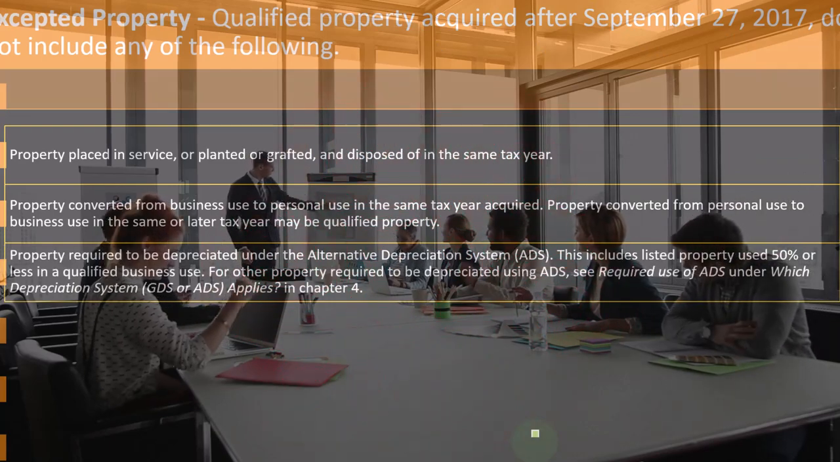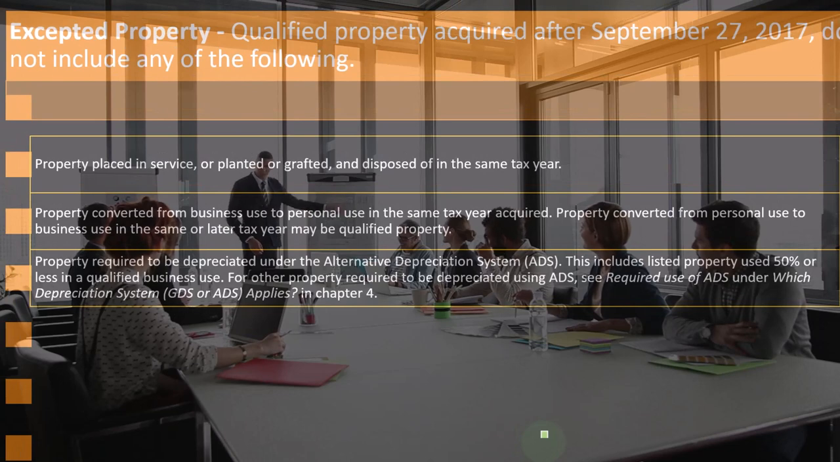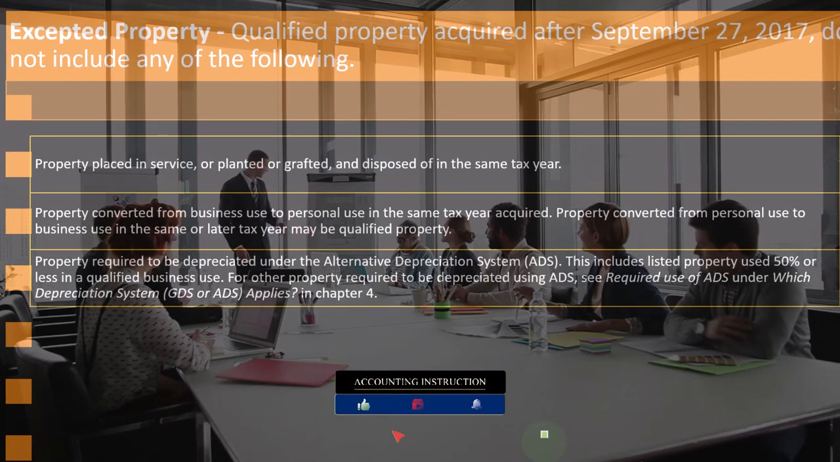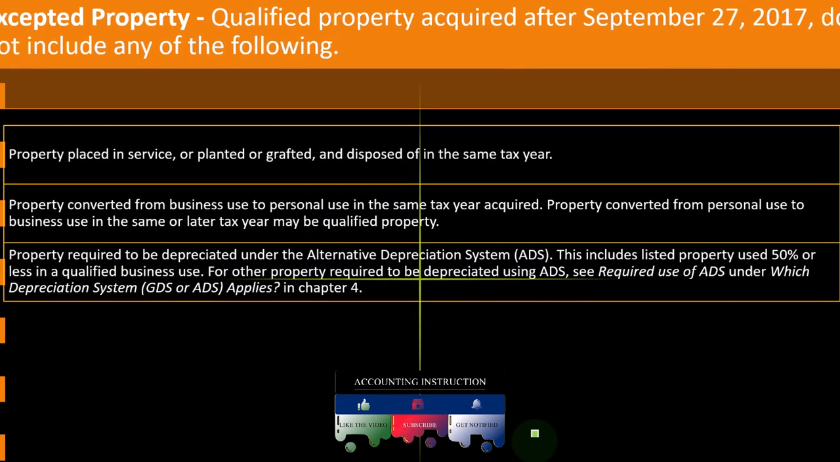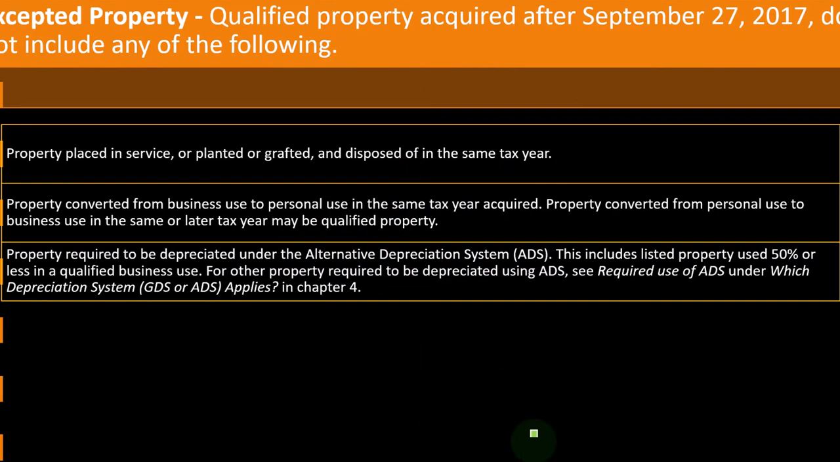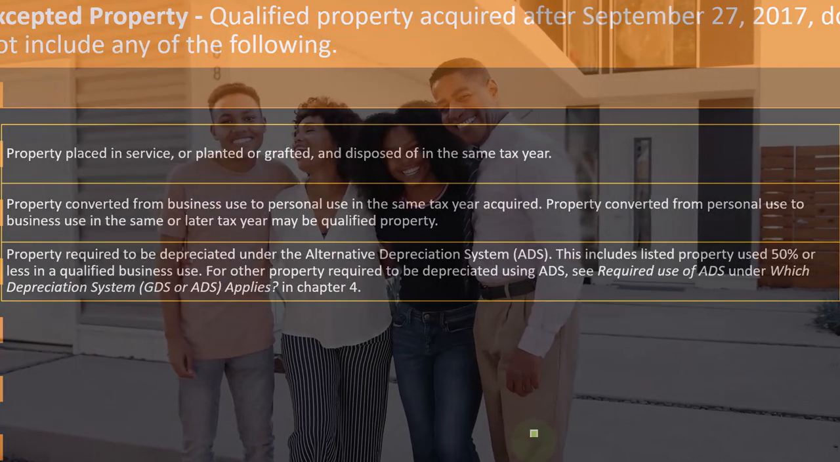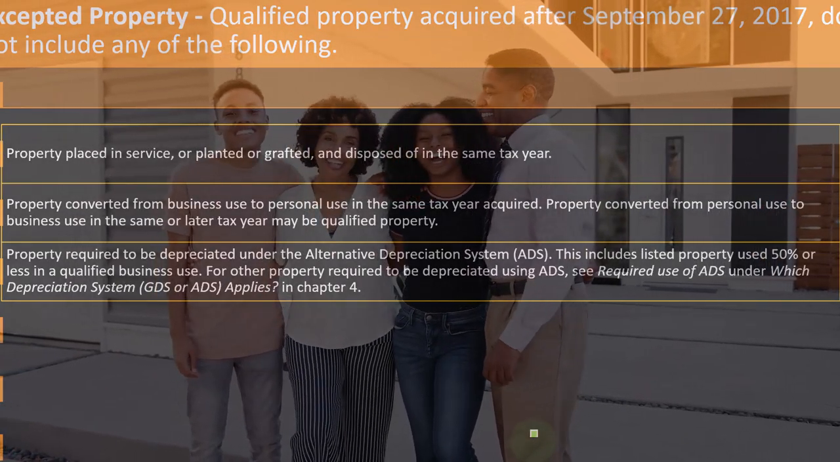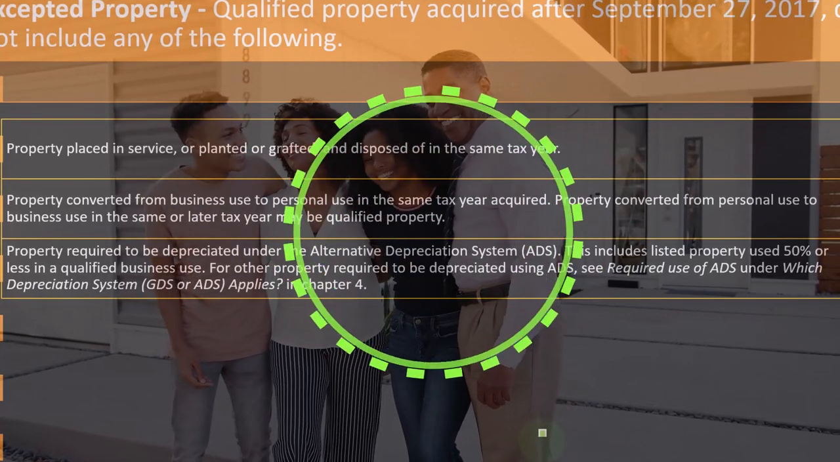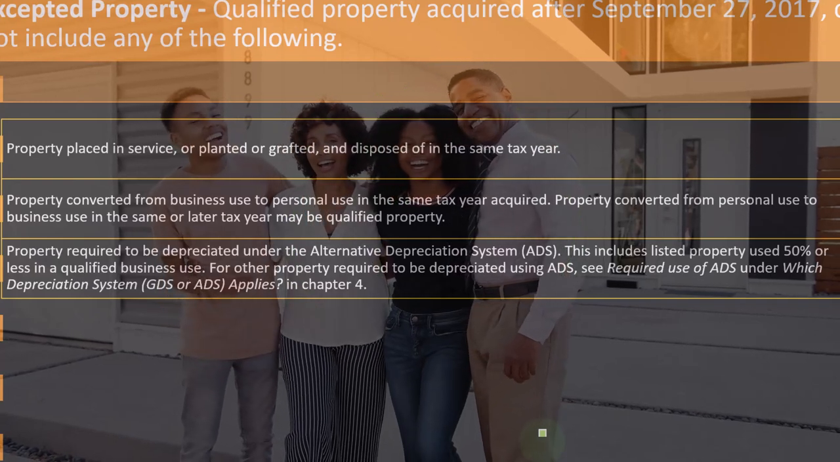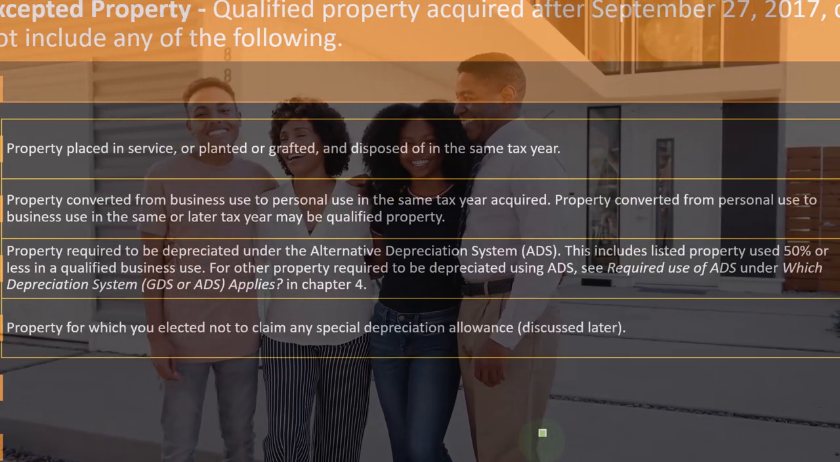Property required to be depreciated under the alternative depreciation system, because that's the ADS system. We'll talk about the ADS versus the MACRS system in future presentations. But currently, you would think that most of the depreciable property would be under the MACRS system, not the ADS. So the ADS would be an indication that it might not qualify for this either. So this includes listed property used 50% or less in a qualified business use. For other property required to be depreciated using ADS, you can see Required use of ADS under Which Depreciation System, GDS or ADS, Applies in Chapter 4.